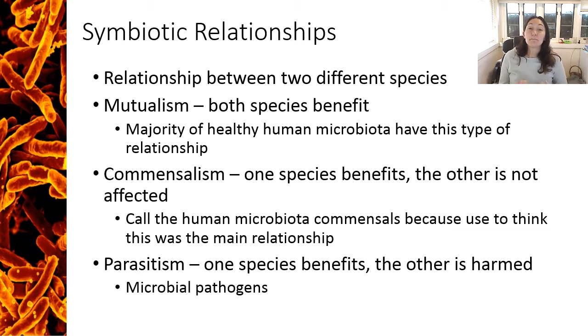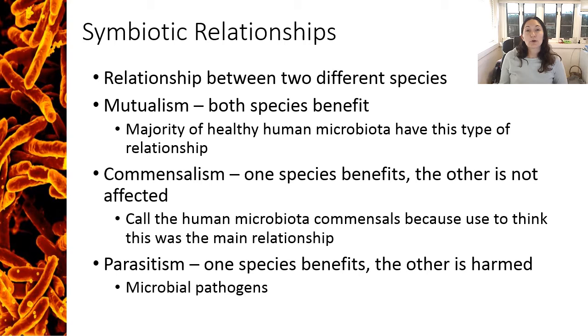The second type are commensalistic relationships. This is where one species benefits and the other really isn't affected, so they don't really care very much. We used to think that the human microbiome had this type of relationship before we started learning all the things that the microbiota actually do for us.